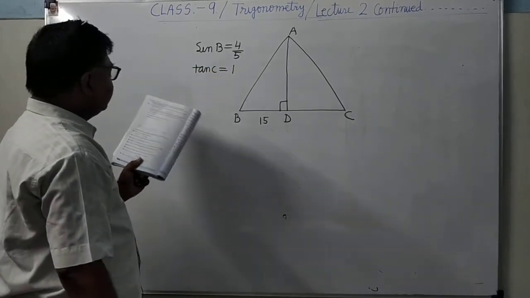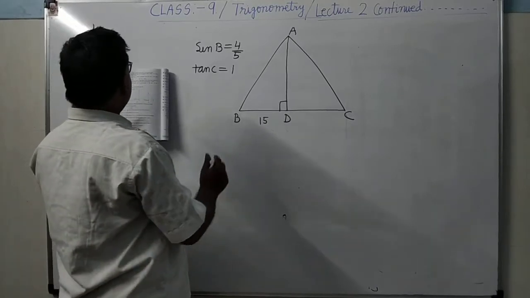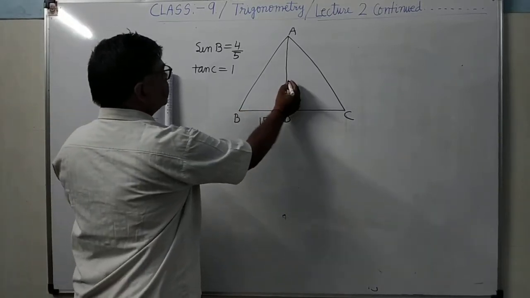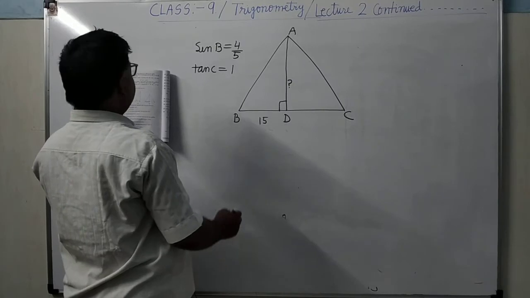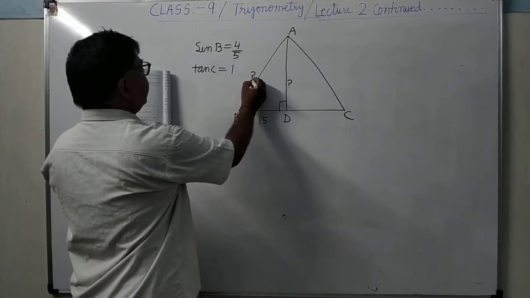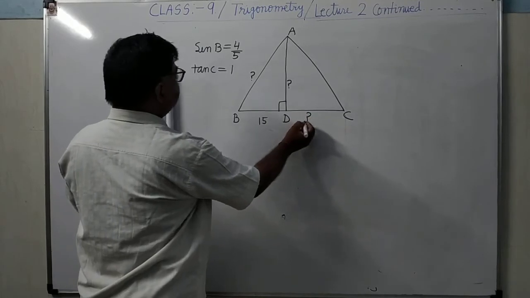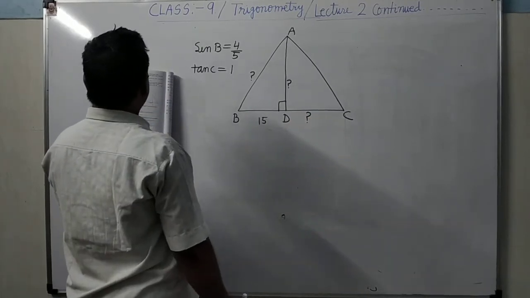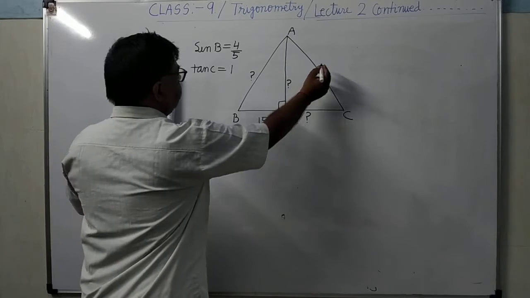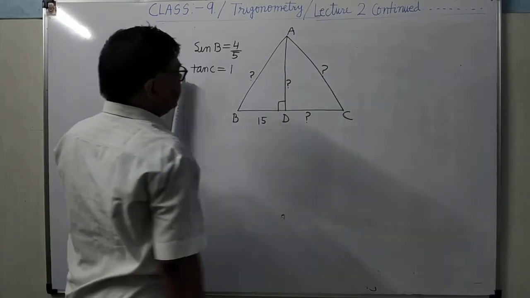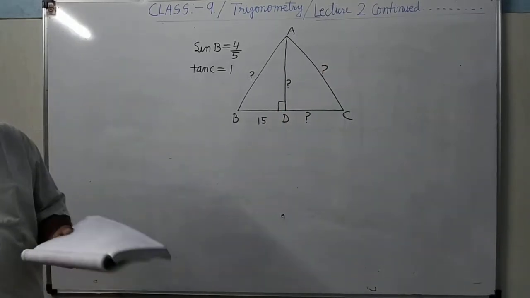You have to find, in the first part, AD. AD means this side. Then AB, AB means this side. Then DC, DC means this side. And there is one more side, AC. AC means this side. These sides you have to determine.